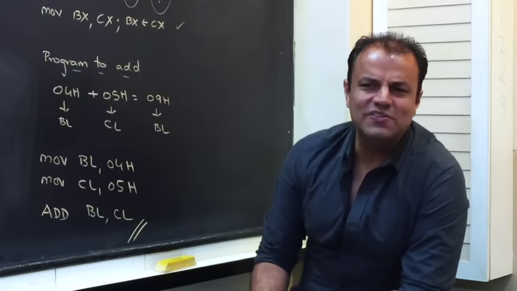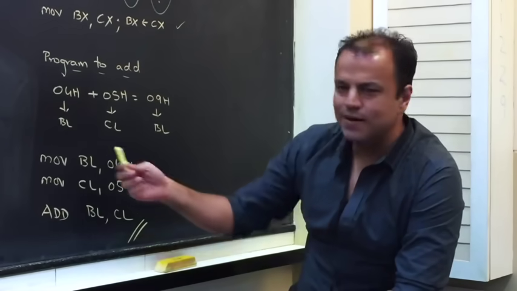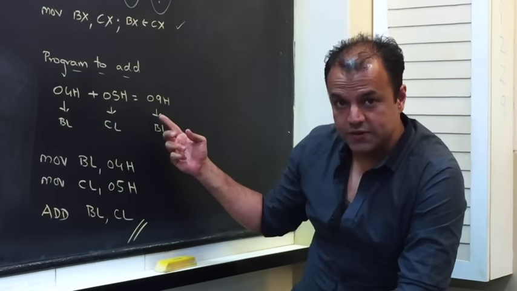I'm adding two numbers. Come on, this is like the hello world of our subject. It's the easiest program a person can get. Write a program to add two numbers. I'm adding 04 and 05. The answer obviously is 09.